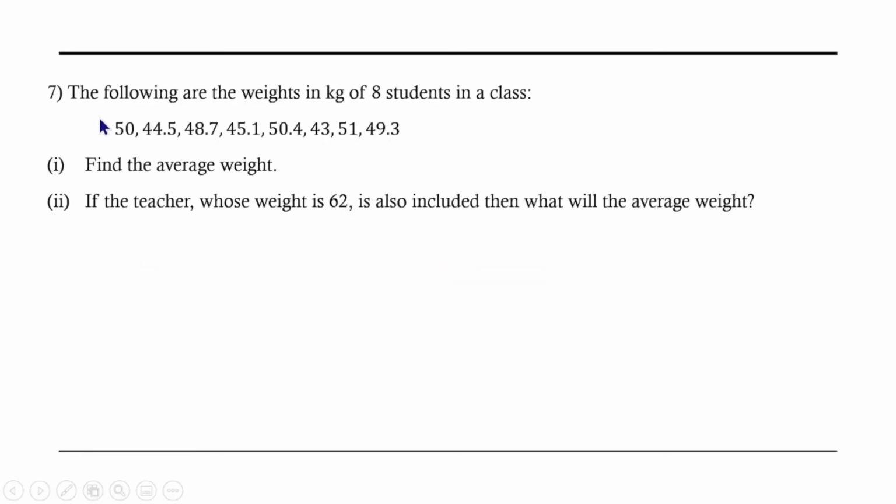The next question, the following are the weights in kg of 8 students in a class. So these are the weights in kg of 8 students: 50, 44.5, 48.7, 45.1, 50.4, 43, 51, 49.3. Then we have to find the average weight. Then the second subdivision is, if the teacher whose weight is 62 is also included, then what will be the average weight? So we have to find the average weight of these 8 students. That is very easy. Add all these and divide by 8, we will get the average weight.